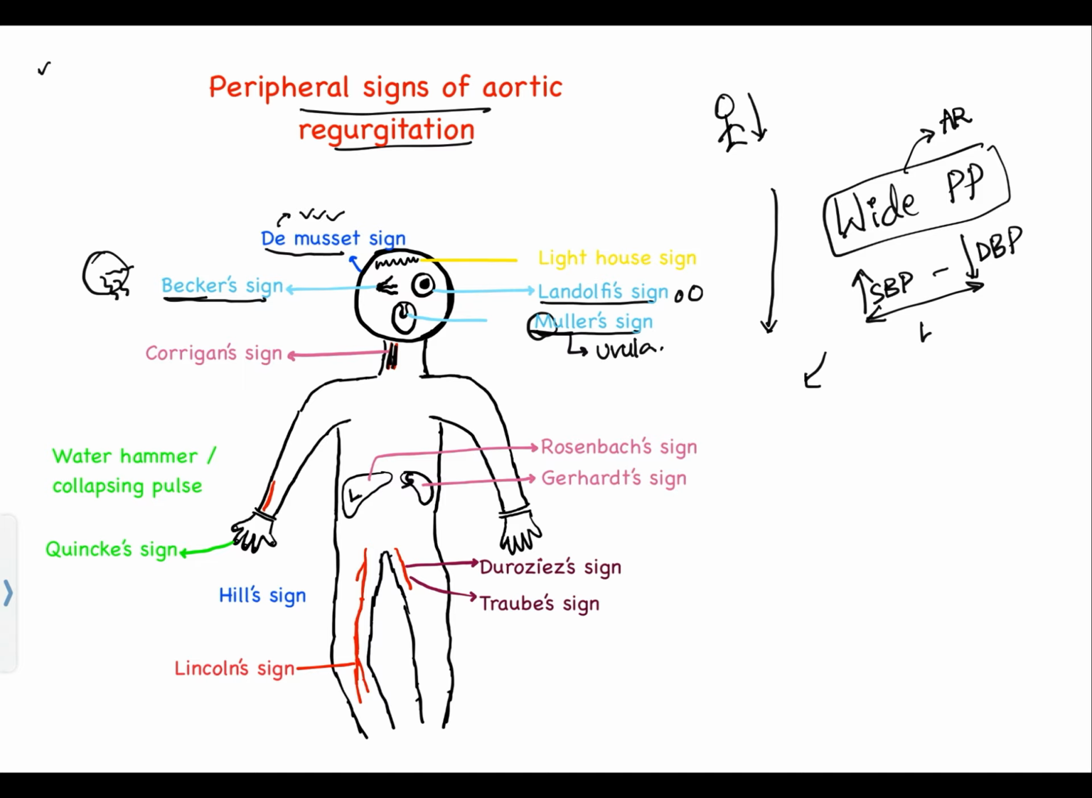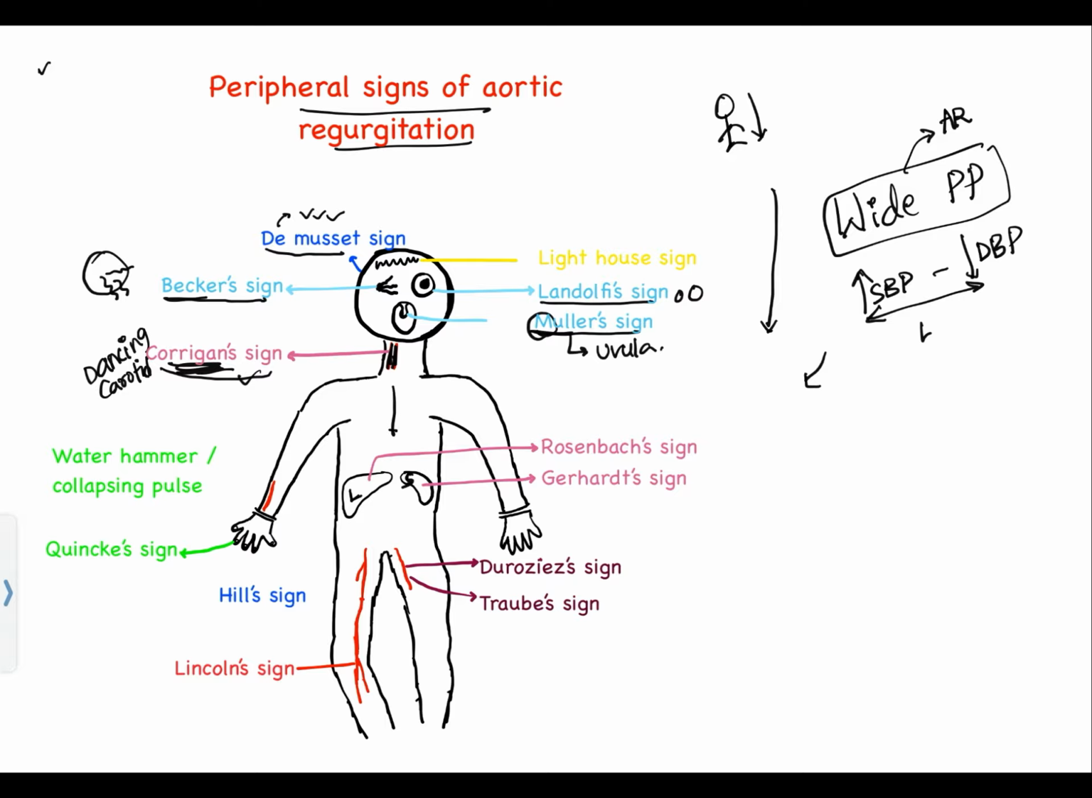And moving to the neck, Corrigan's sign is there in the carotids. It is prominent and bounding carotid artery pulsations. It is also described as dancing carotids. Remember this sign, carotid sign in the carotids, Corrigan's sign.